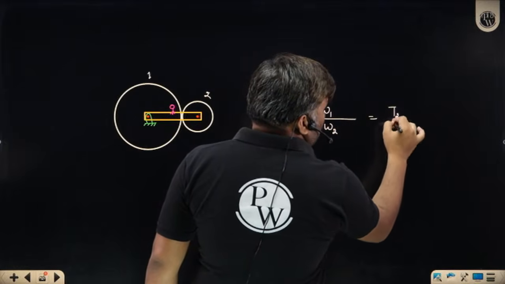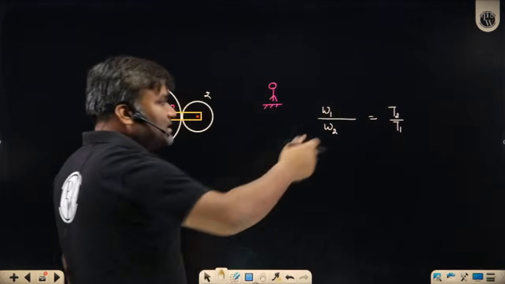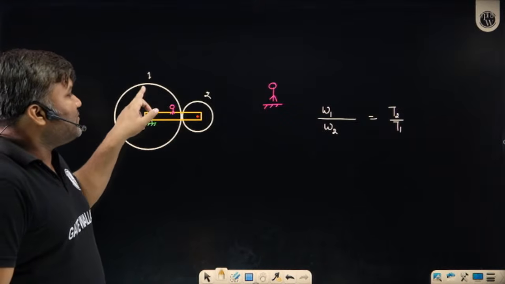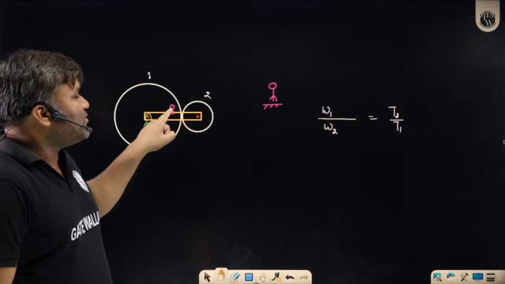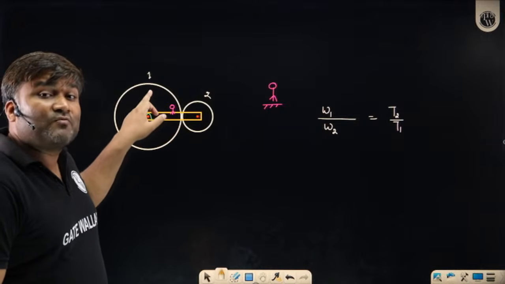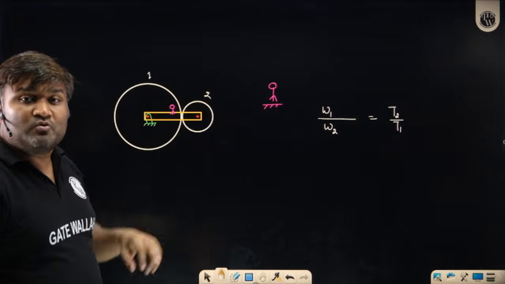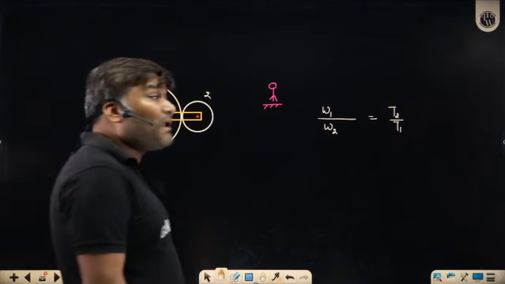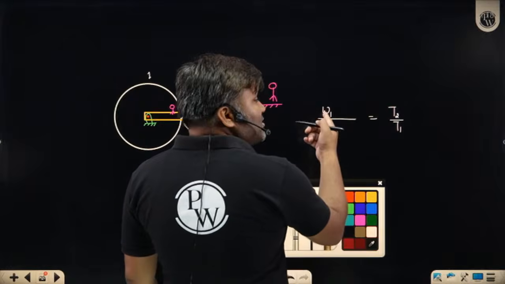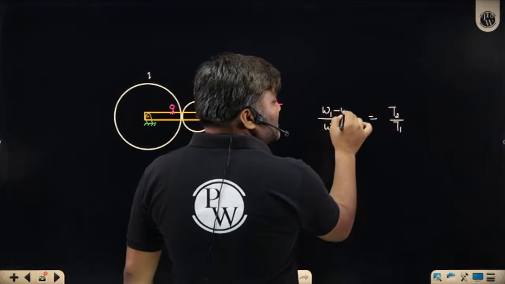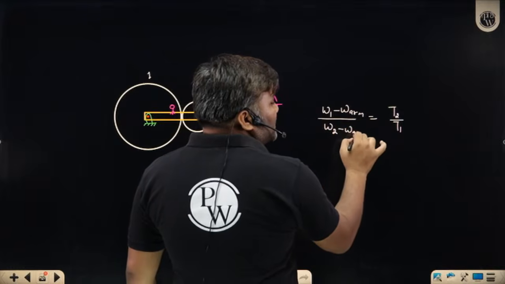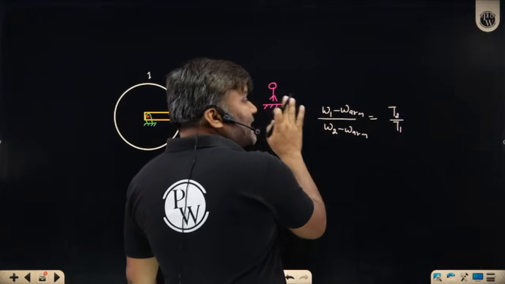as T2 by T1. This person can write, but you are not seeing gear 1 ka velocity and gear 2 ka velocity. Whatever you are seeing is relative velocity of gear 1 and relative velocity of gear 2 with respect to your velocity. You are moving with omega of arm. So you are not seeing omega 1, you are seeing omega 1 with respect to arm. Omega 2 with respect to arm. You can write the equation like this.